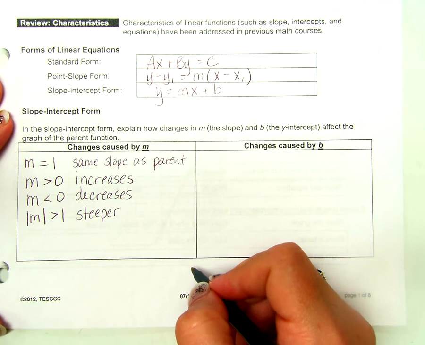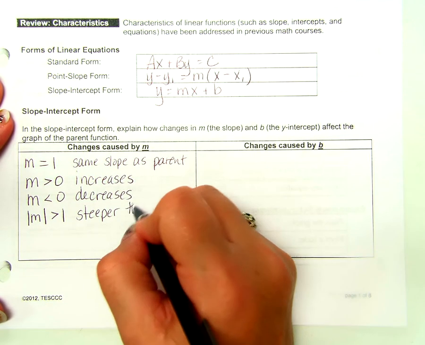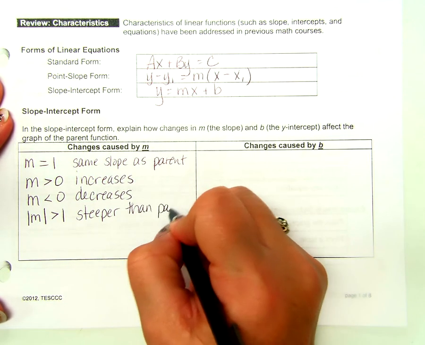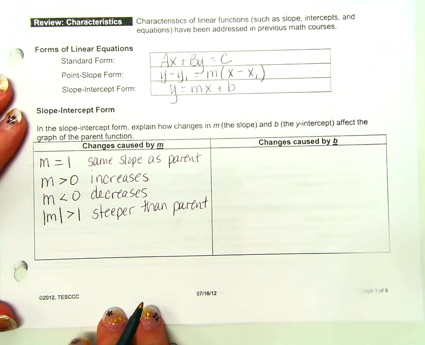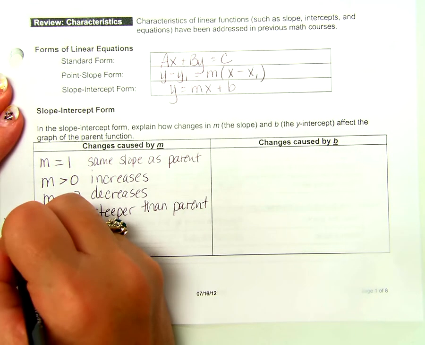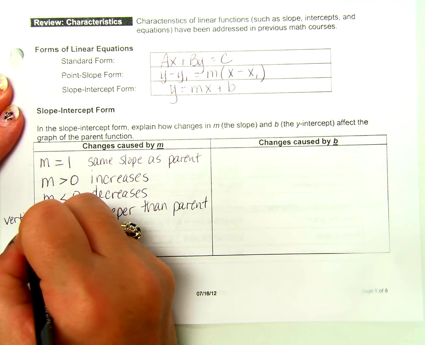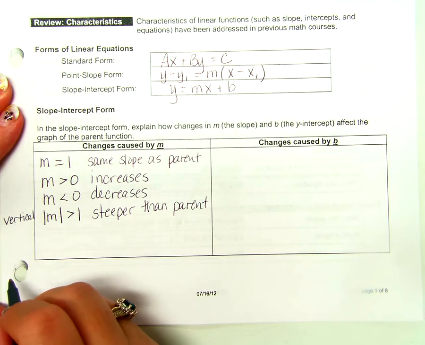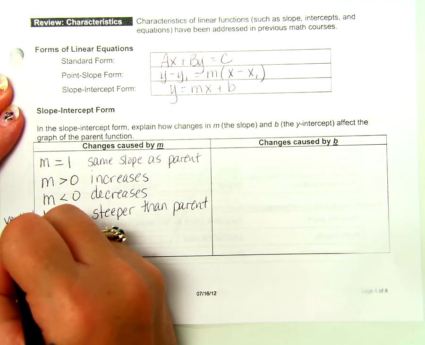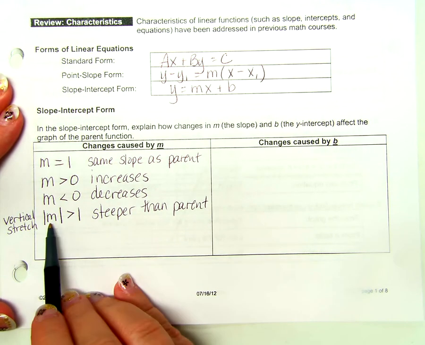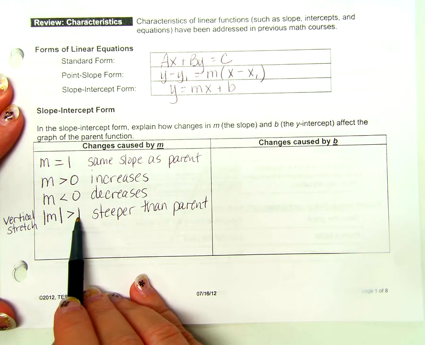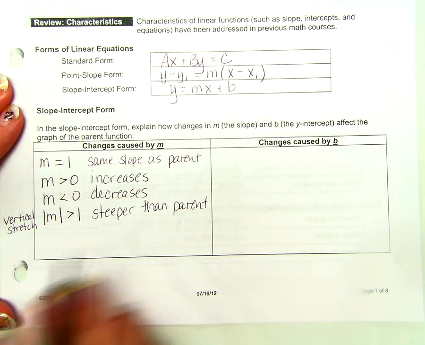Yep, it's steeper than the parent. Now, in transformation language, that means it is a vertical what? Stretch. Very good. Okay. So if the absolute value of m is greater than 1, then it's steeper than the parent function.